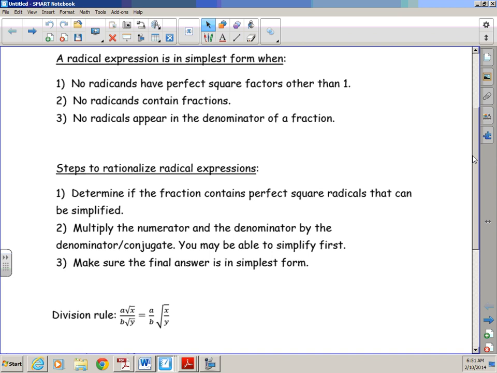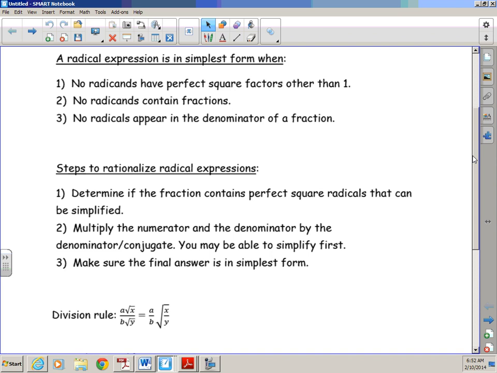Now, a radical expression is in simplest form when, number one, we've simplified all of the radicals, meaning there are no radicands that have a perfect square that can be divided into them. That's what we did in that first lesson. Number two, no radicands contain fractions, and no radicals appear in the denominator of a fraction. Okay? And that last one is what we're talking about today.